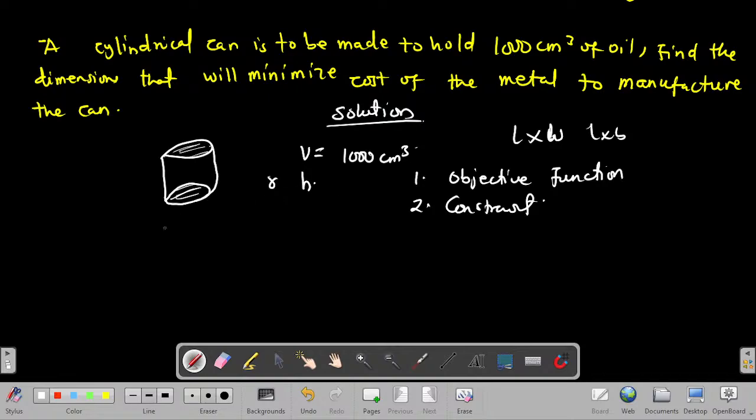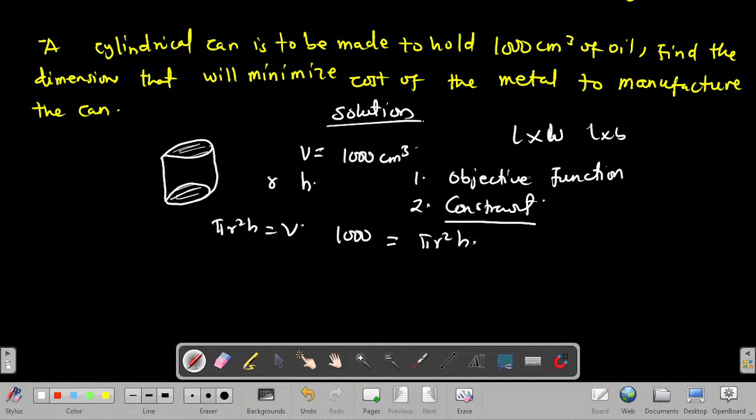So now let's get straight to what you have to do. Always the constraint is given and it's so simple. That's the first equation. What's the volume of a cylinder? Pi r squared h. So what do I do? I know that my volume is 1,000. So 1,000 is equal to pi r squared h.